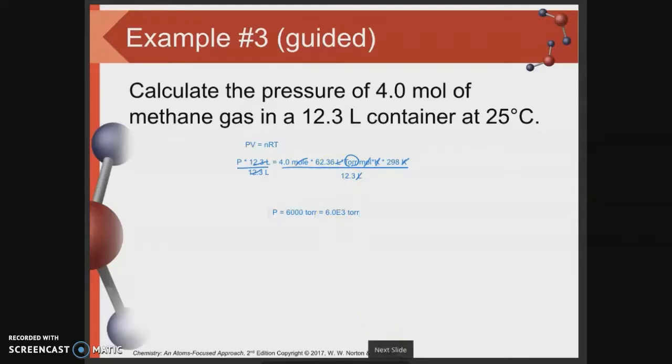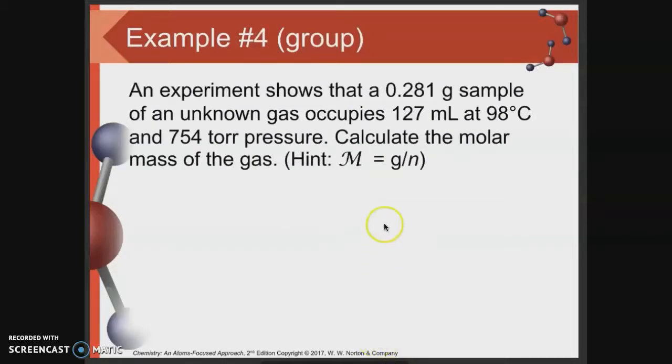The last example we're going to look at is a little bit different. Instead of using the ideal gas law just to figure out a parameter, we're going to actually use it to solve a problem. And you actually will do a problem like this in lab somewhere along the line here. You have a mass of a gas, 0.281 grams of a sample. You know how much space it takes up. You know what temperature you collected it at. You know the pressure that you collected it at. The question is, calculate the molar mass.